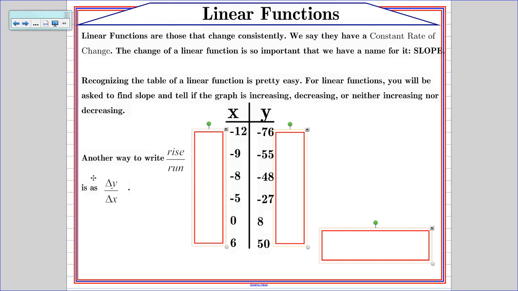First up are linear functions. We talk a lot about these. Linear functions are those that change consistently. We say they have a constant rate of change. And that rate of change is so important that we have a special name for it. We call it the slope.